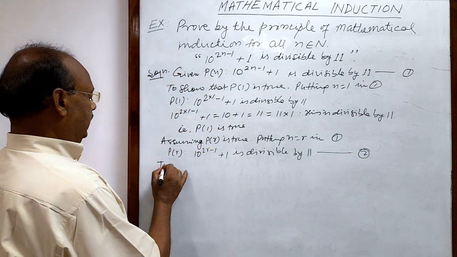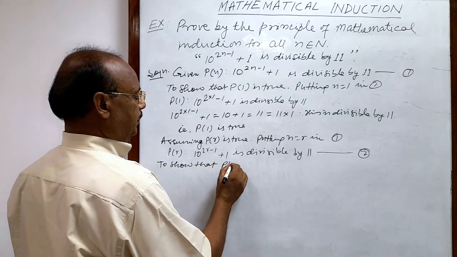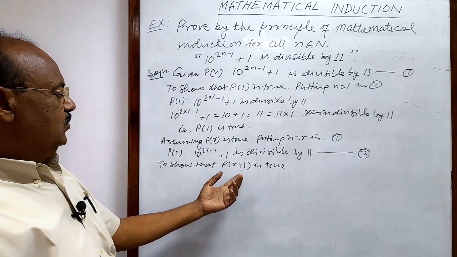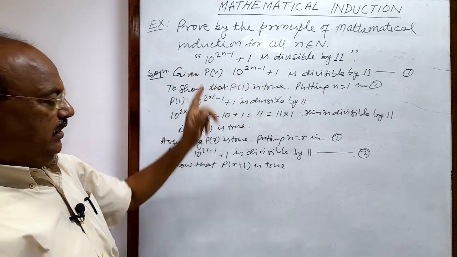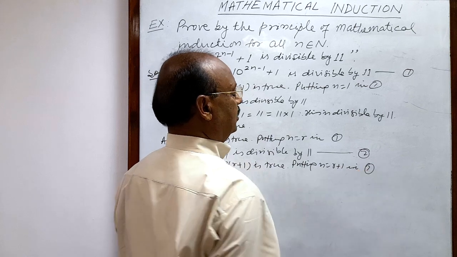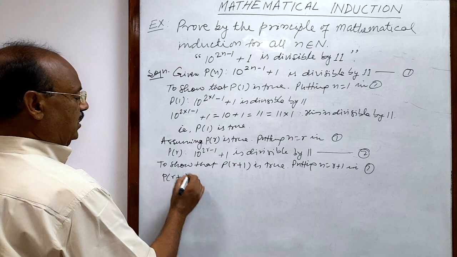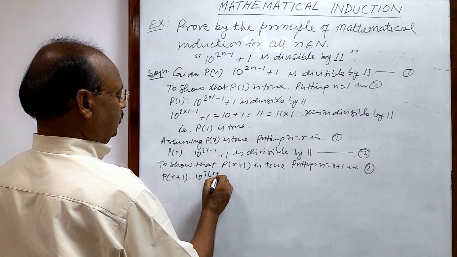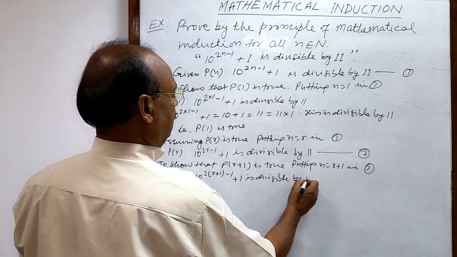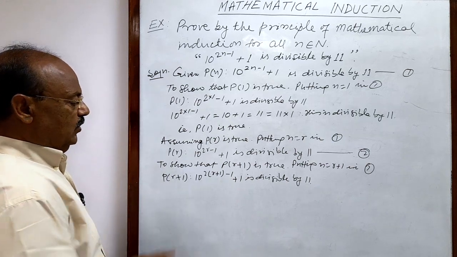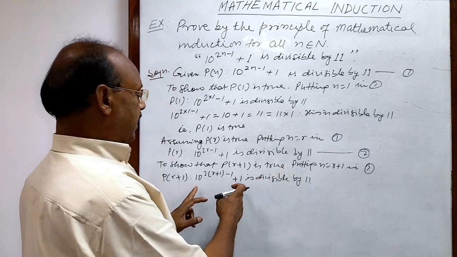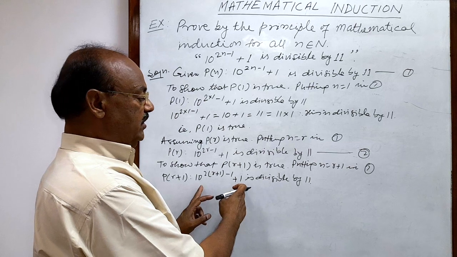And third and last step, here we have to show that PR plus 1 is true. For this, we put n equal to R plus 1 in relation number 1, so we get PR plus 1: 10 to the power 2 into R plus 1 minus 1 plus 1 is divisible by 11. We have to show this. So we will expand it and use relation number 2, and with its help try to show that 11 is a factor here, so it will be divisible by 11.